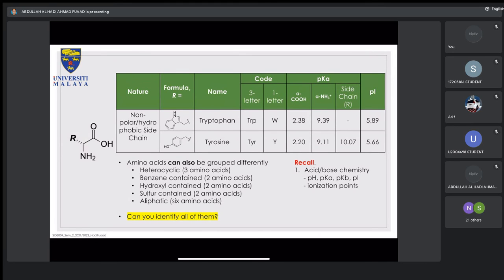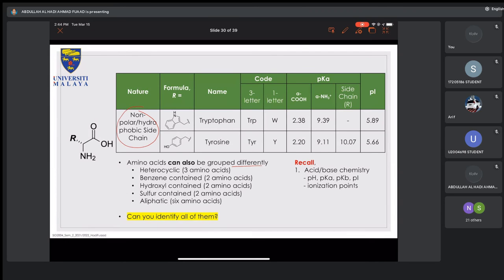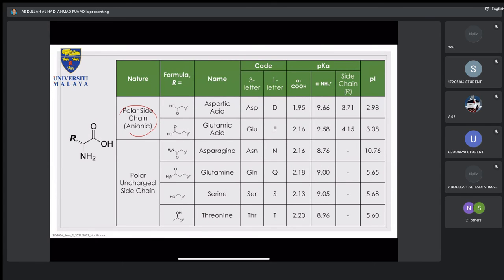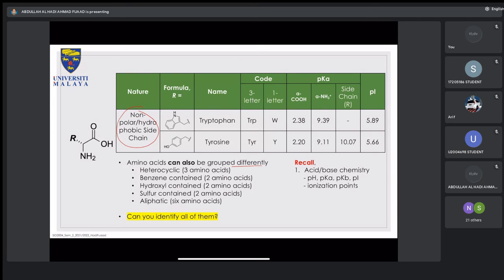Amino acids can also be grouped differently. If you read online, there are different ways by which you can characterize or group amino acids together. Here I grouped them based on their nature: nonpolar, polar uncharged, and so on. But if you read the literature, there are multiple ways by which people group them. It can be heterocyclic, for example, where there are only three amino acids: you have alanine, you have tyrosine, and what's the other one? Tryptophan. So you have benzene-containing, hydroxyl, and whatnot. There are multiple ways to group amino acids. There's no right or wrong, as long as the chemistry is there.